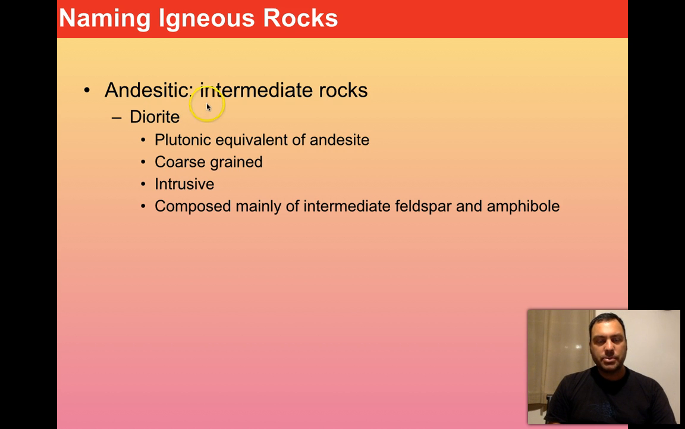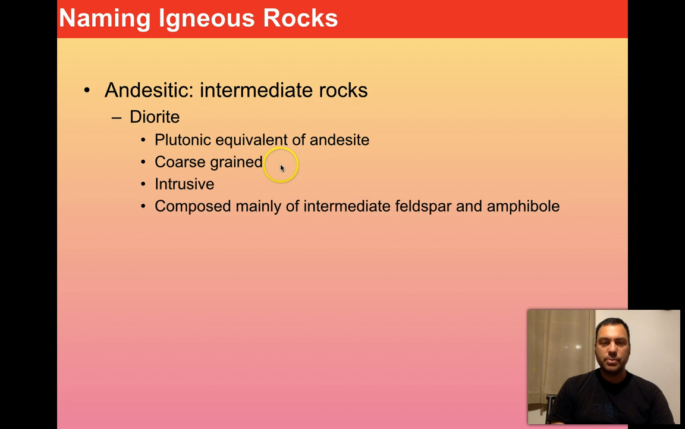So as a consequence, we refer to them as intermediate rocks. And the principal type of andesitic rock is called a diorite. And this is the plutonic equivalent of andesite. Now, andesite gets its name from the Andes Mountains. The Andes Mountains are made largely out of andesite.